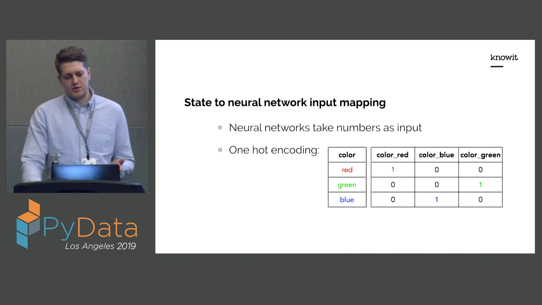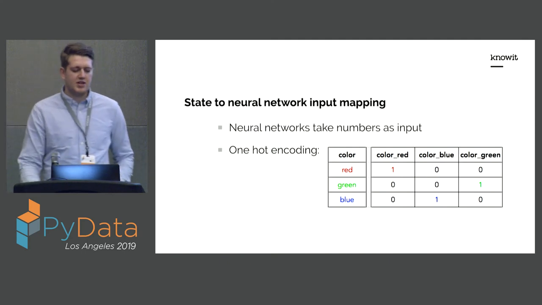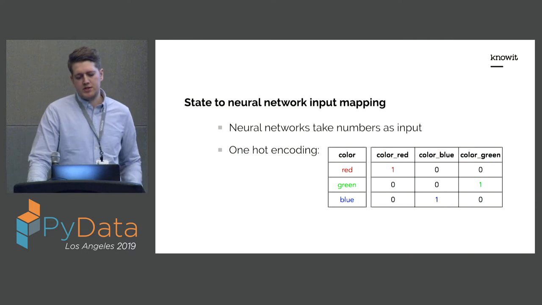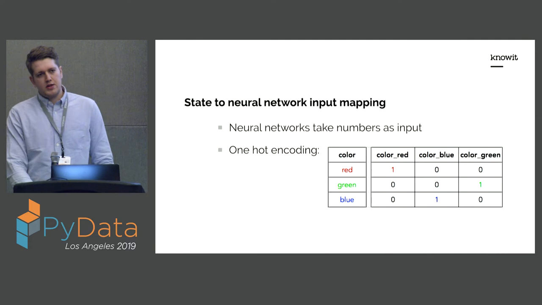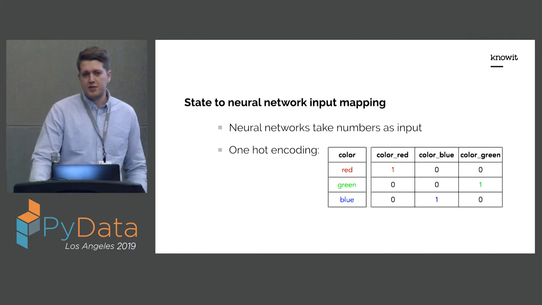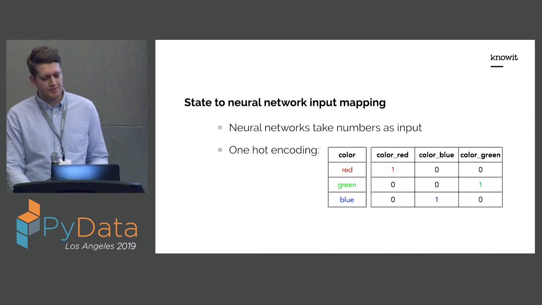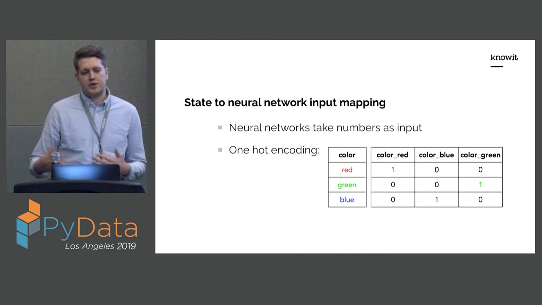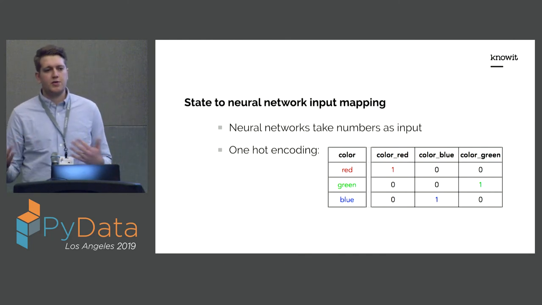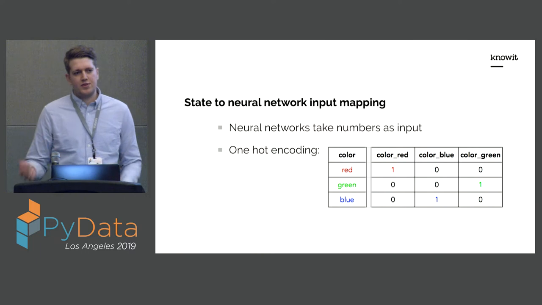And with these vectors, in the example you can see here, red then becomes 1, 0, 0, green can be 0, 0, 1, and blue can be 0, 1, 0. The length of these vectors is the same, and therefore the neural network doesn't see any value greater than the other. It just sees them as different values.